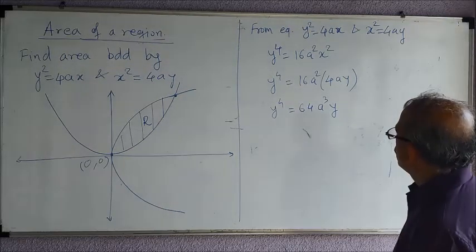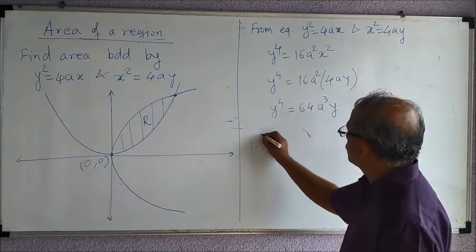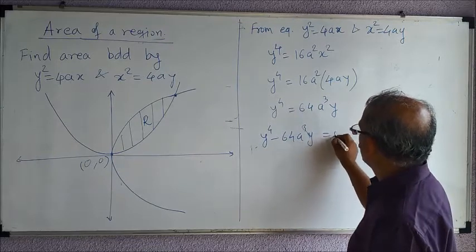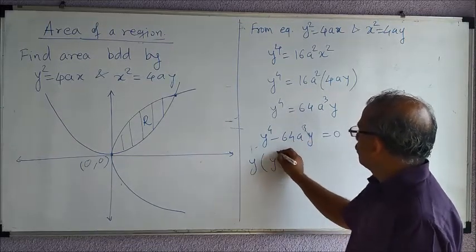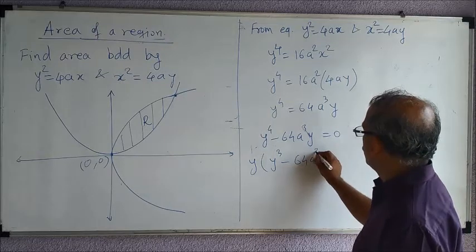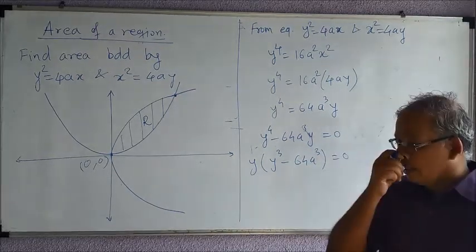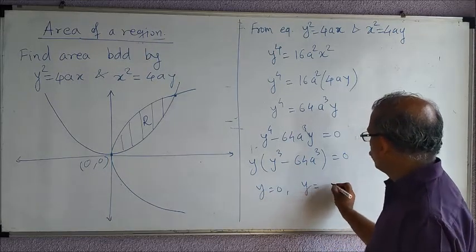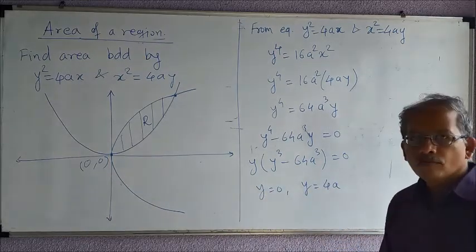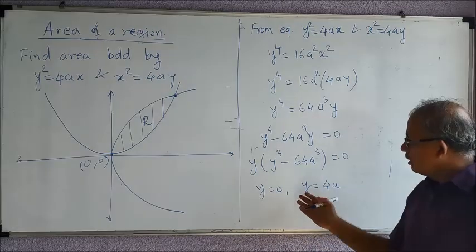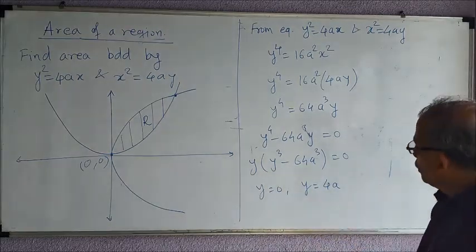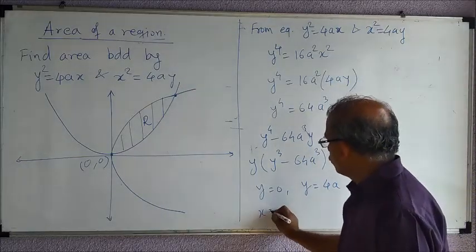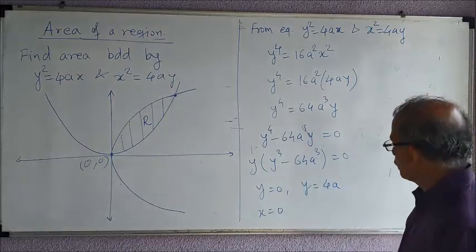Right? Okay. So if I take this to this side, it is y raised to 4 minus 64a cube y equal to 0. So y into bracket y cube minus 64a cube is equal to 0. So the values are y equal to 0 and y is equal to 4a. Okay, and there are some more values, but we are interested in these values. So if I put these values in this equation, I'll get x equal to 0. So that is the origin, that is one intersection point.